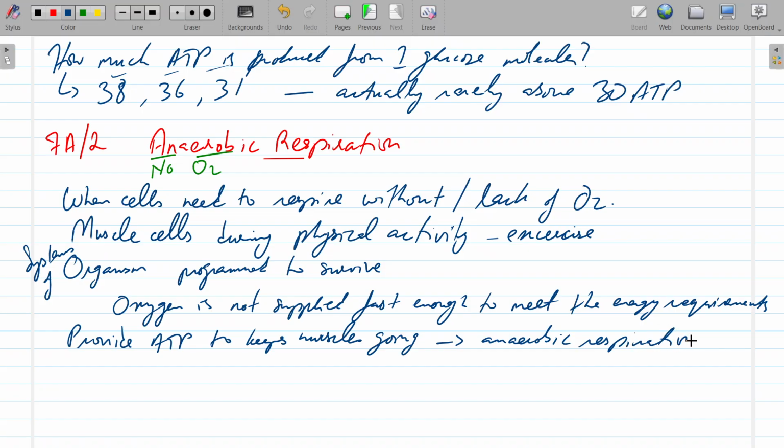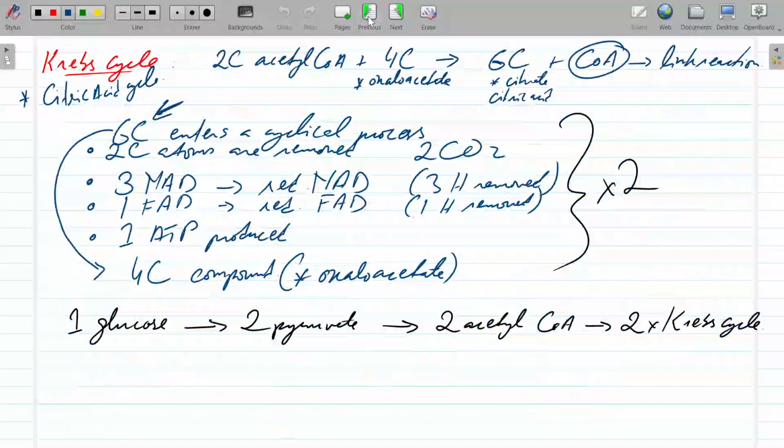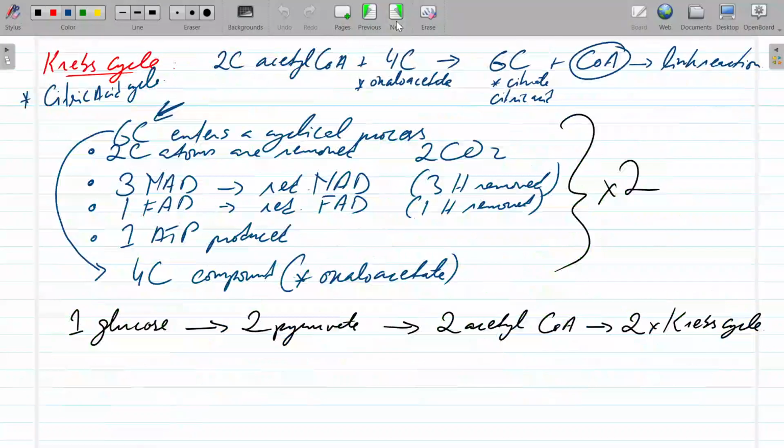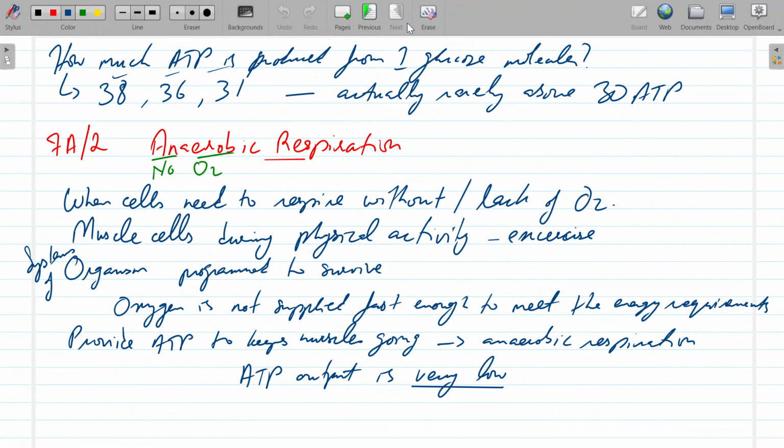Now keep in mind that the ATP output is very low. Compared to the figure that we had for aerobic respiration, we can just go back to that. We had 2,880 kilojoules for aerobic respiration. The energy output of anaerobic respiration is just 150 kilojoules.